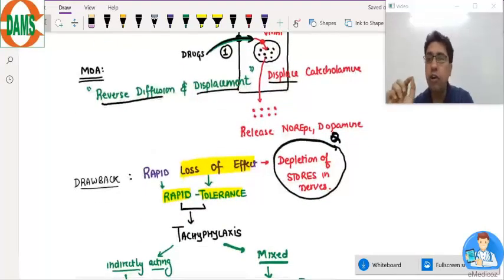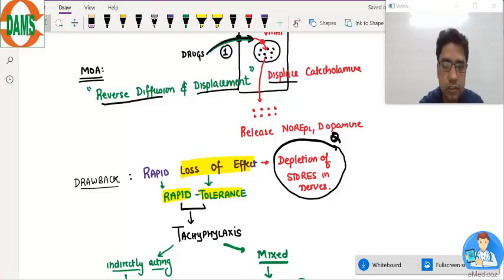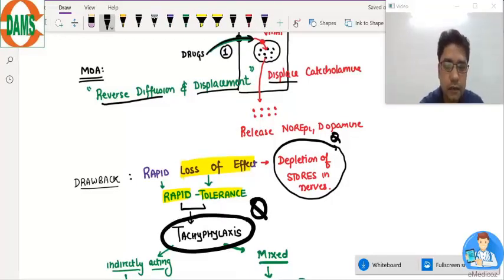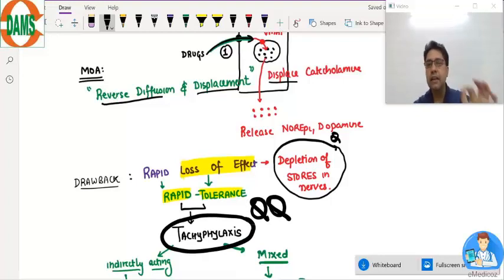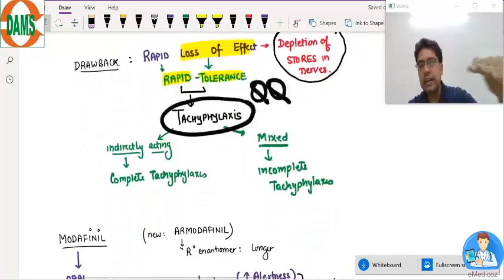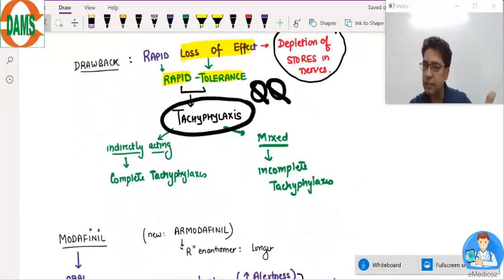These drugs show rapid loss of effect. Why? Because of depletion of stores. This rapid loss of effect is known as rapid tolerance, or tachyphylaxis. Very commonly asked question, mark it. Question will come. Tachyphylaxis. Indirectly acting drugs show complete tachyphylaxis; mixed acting drugs show incomplete tachyphylaxis, because they have a little bit of receptor action also.